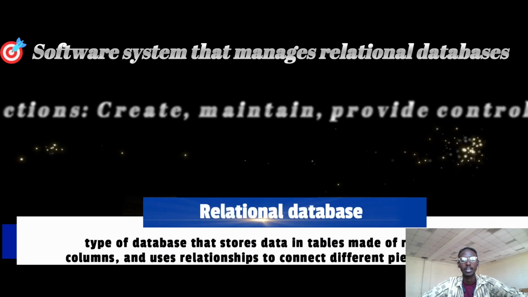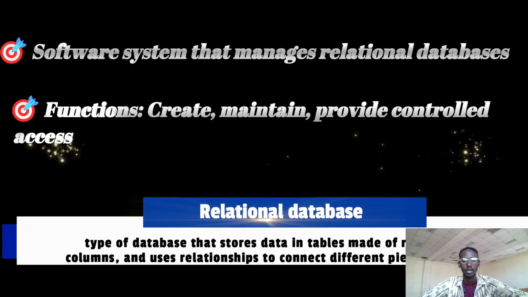Relational databases are a type of database that store data in tables made of rows and columns and use relationships to connect different pieces of data. Okay, so relational databases just store information in structured tables. Each table represents one type of data. For example, we can use a student table, teacher table, and exam table. The tables can be linked using the keys. That is why we call it a relational database.